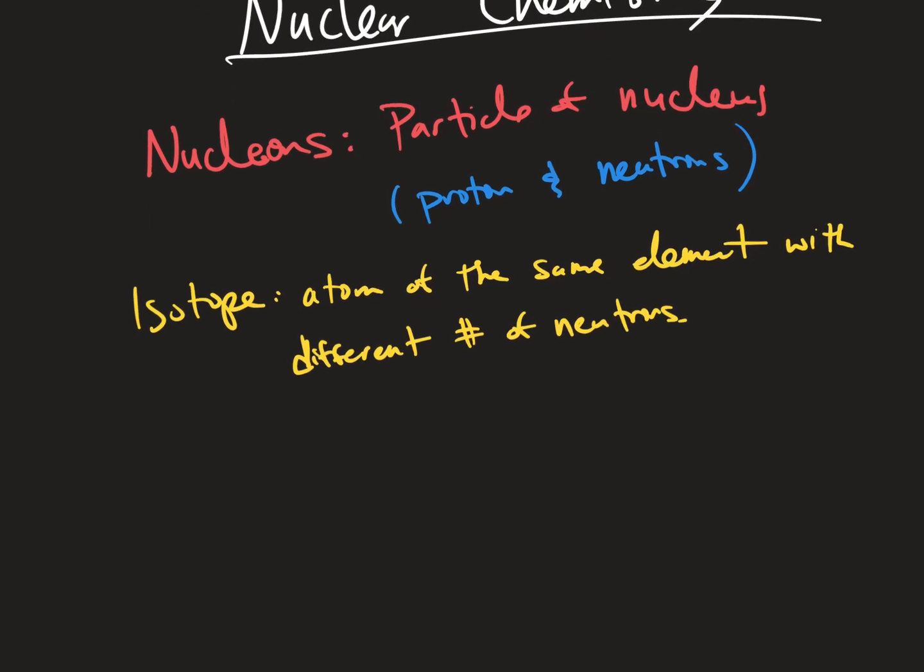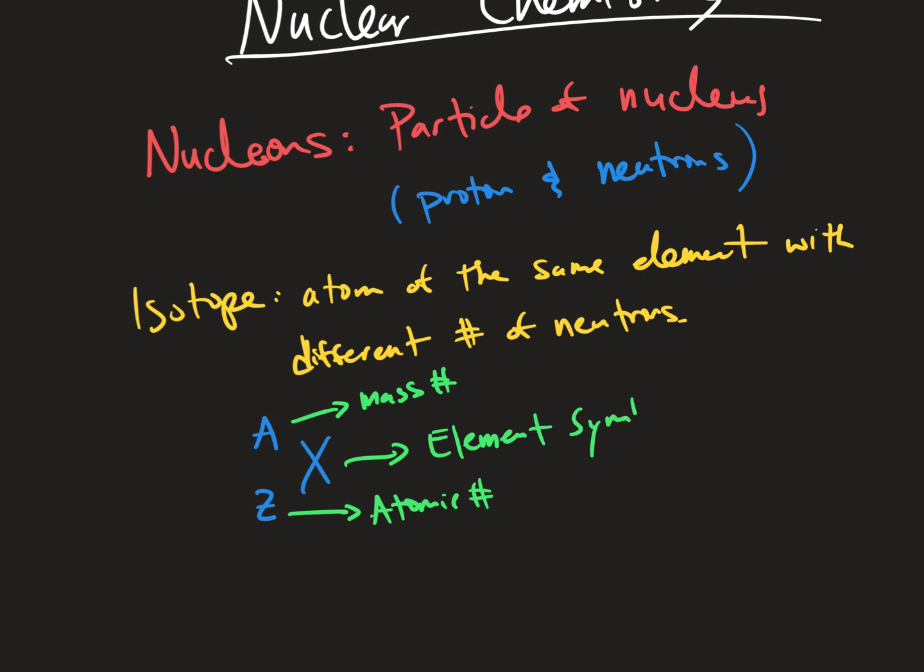And we have a symbol for the isotope as this. You remember this? Where A, that's the mass number, and Z, that's the atomic number, or the number of protons, right? And then this X, that's just the element symbol. Coming back? Okay. So we're going to start using these again.